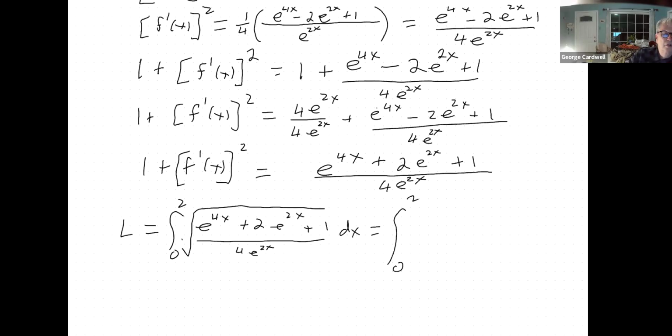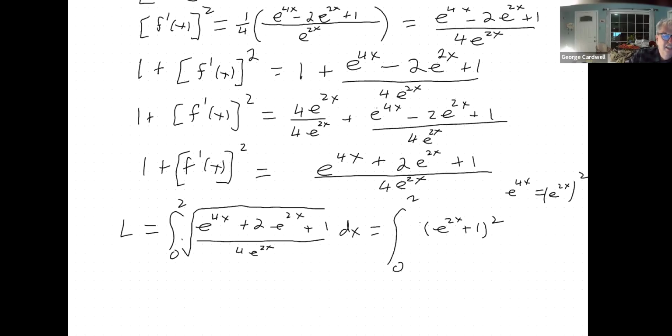If you think, e to the 4x is the same thing as e to the 2x squared. So I got e to the 2x squared plus 2e to the 2x plus 1. That means that's going to be e to the 2x plus 1 squared, be careful there. If I take e to the 2x and square it, I get e to the 4x, and I get plus 2 times e to the 2x times 1, which would be 2e to the 2x, and then plus 1 squared.